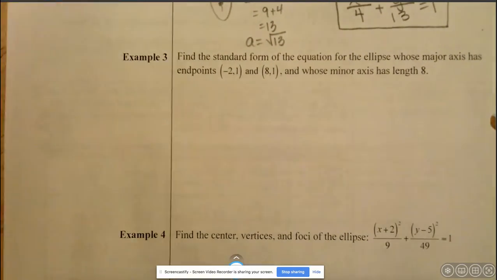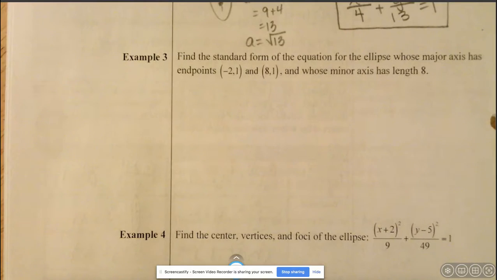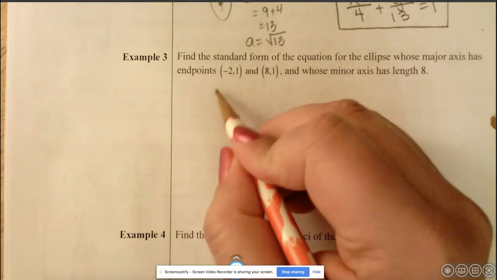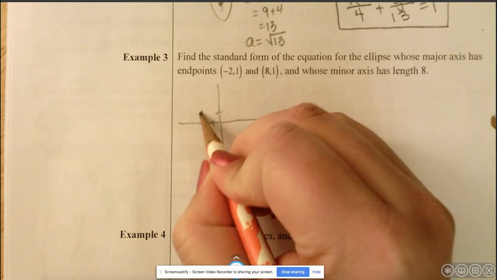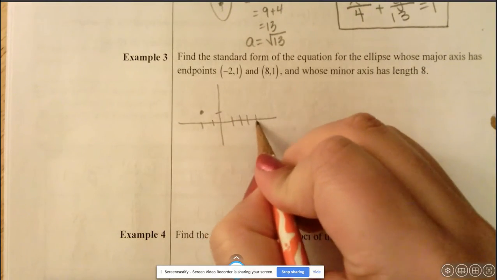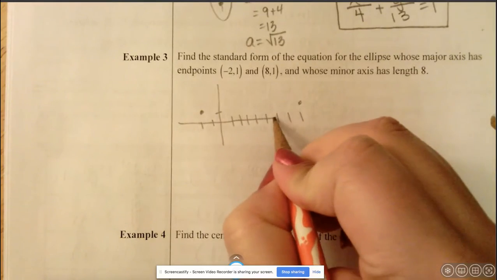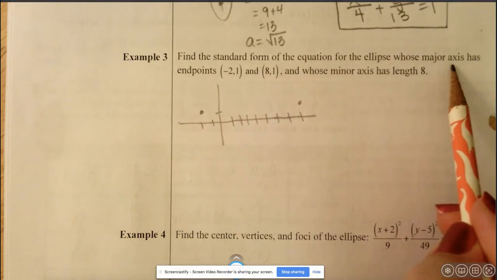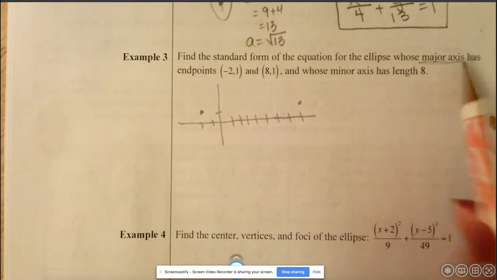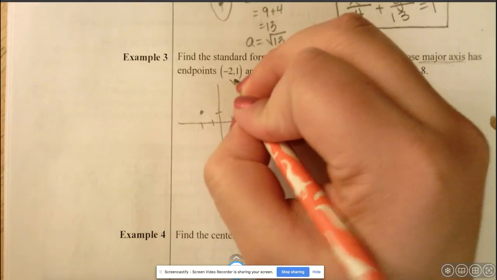So, example 3. Find the standard form of the equation for the ellipse whose major axis has endpoints -2, 1 and 8, 1, and whose minor axis has a length of 8. So the first thing I'm going to do here is plot these points. -2, 1, 8, 1. If the endpoints of the major axis, so that's also called the vertices.